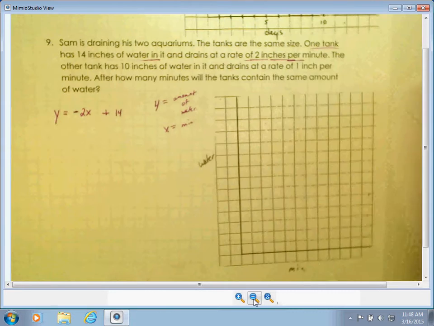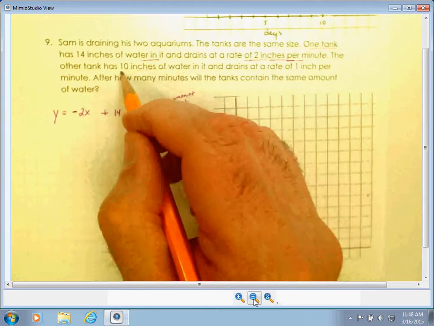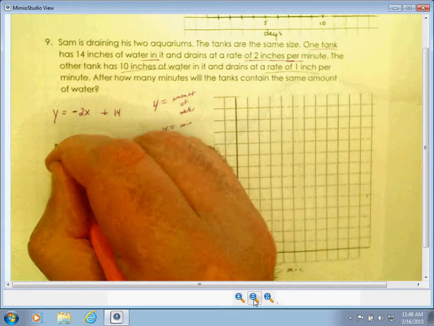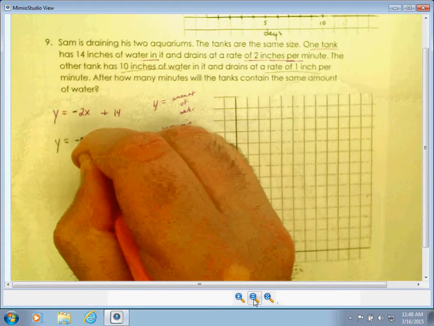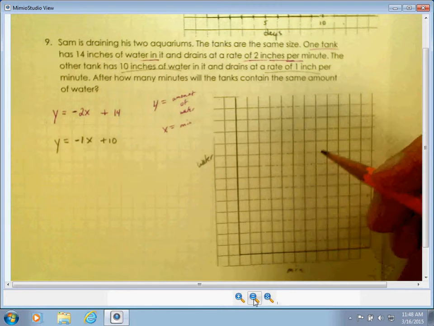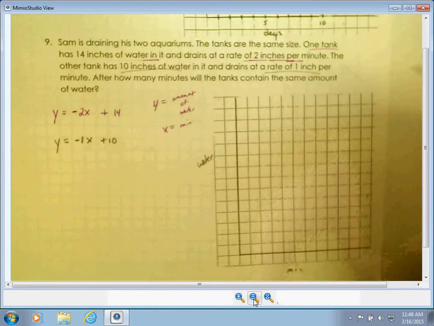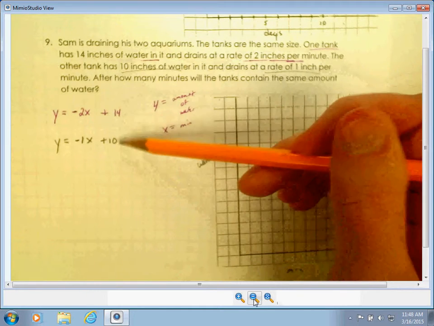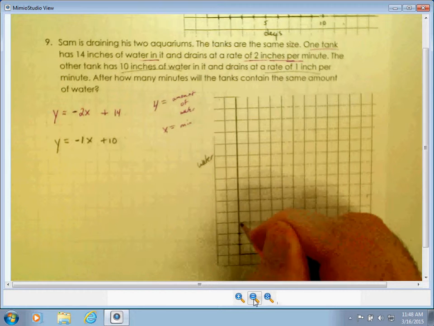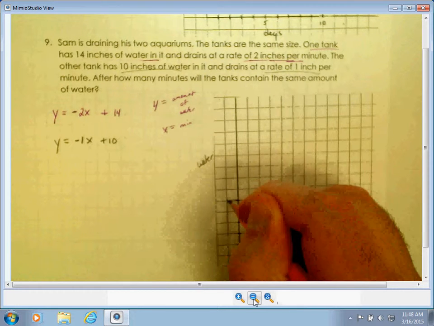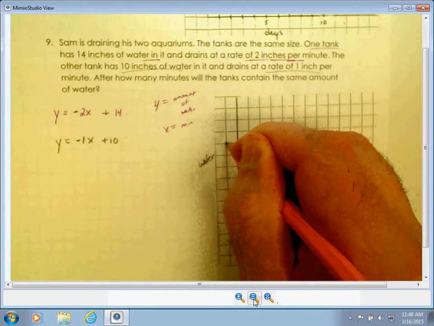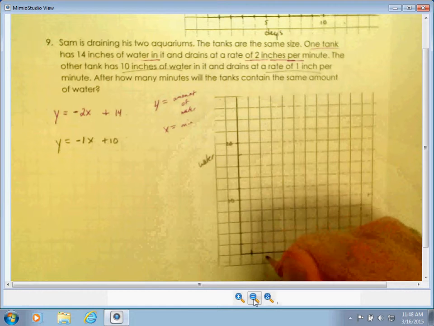So let's see if we can write an equation for the other part then. It says the other tank has 10 inches of water and it drains at 1 per minute. So it starts with 10 and then we're going to lose 1 per minute like this. So again, we'll have to graph these two and find their intersection. And once again, I see pretty decent sized numbers here for y-intercept, so I'm going to make the y's by 2 again. And we'll just do the x's by 1s again.